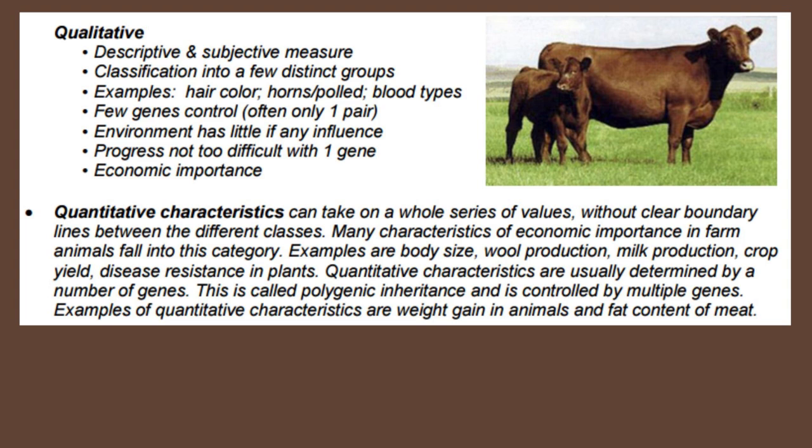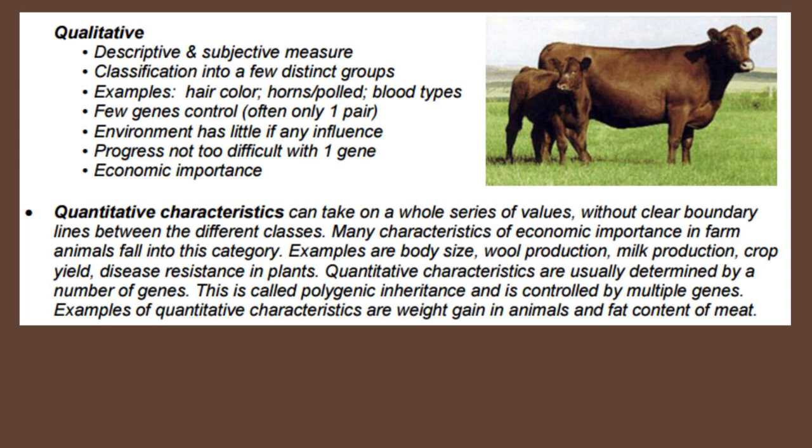Quantitative characteristics can take on a whole series of values, without clear boundary lines between the different classes. Many characteristics of economic importance in farm animals fall into this category. Examples are body size, wool production, milk production, crop yield, and disease resistance in plants.